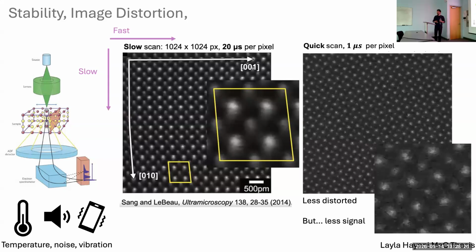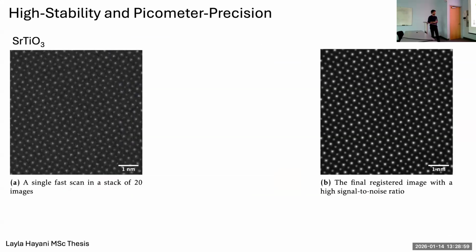Now, if I can take a really fast scan by dialing back my acquisition time, so 1 microsecond per pixel, that same image can be acquired in less than a second, or about a second. And now you can see that there's less distortion in the lattice arrangement, right? These things are more 90 degrees now, and it's much less distorted. However, it comes at the expense of signal to noise ratio. You can see if you zoom in that there's more noise in individual columns.